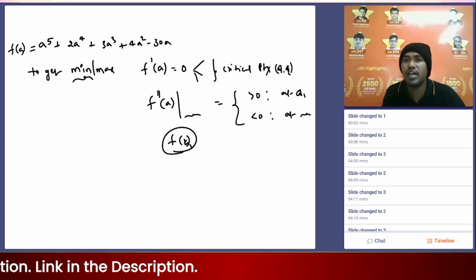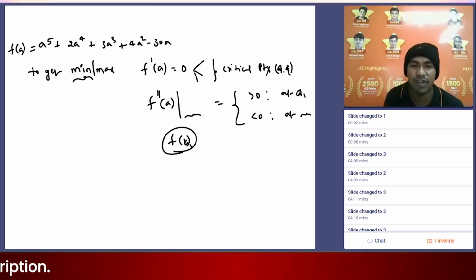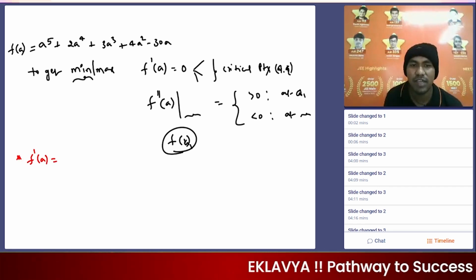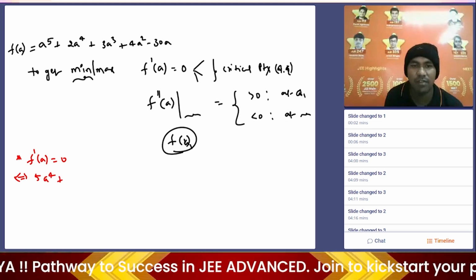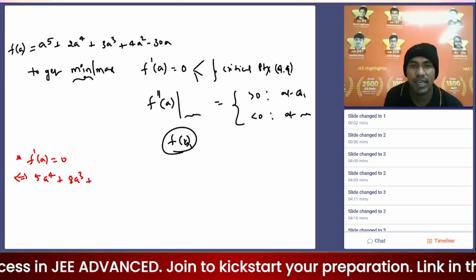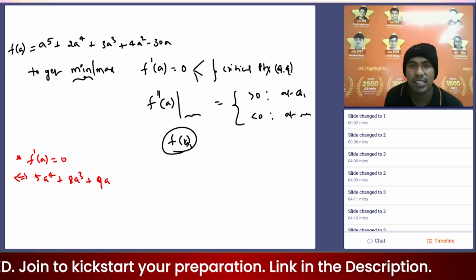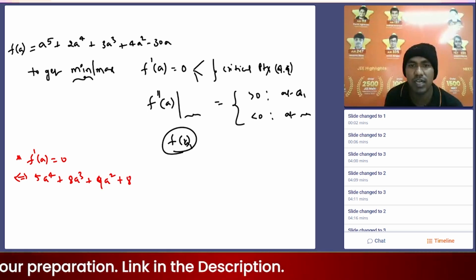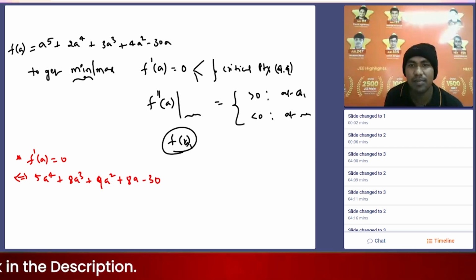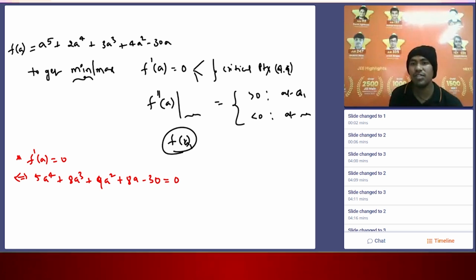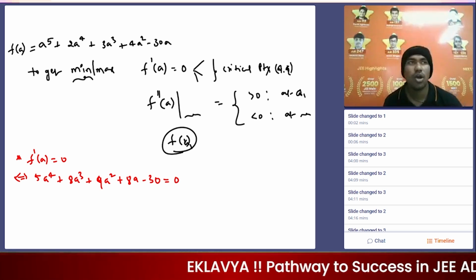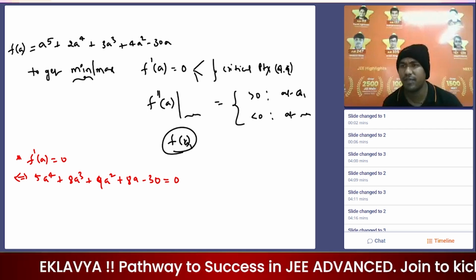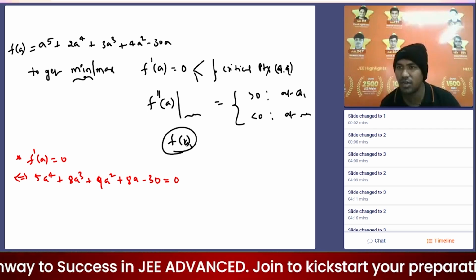According to the second derivative test, I take the first derivative and make it equal to 0. So f dash of a equals 0. The derivative becomes 5a^4 + 8a^3 + 9a^2 + 8a - 30 = 0. You see this is a biquadratic equation. So how will you identify its roots? First, we will use the trial and error method.